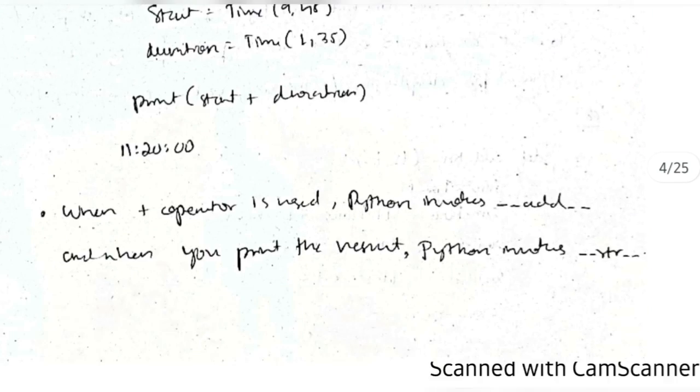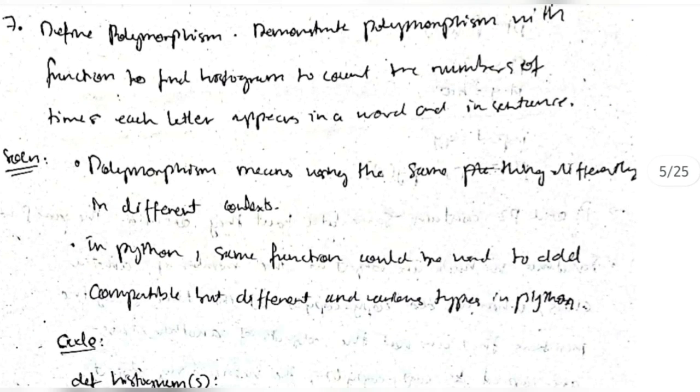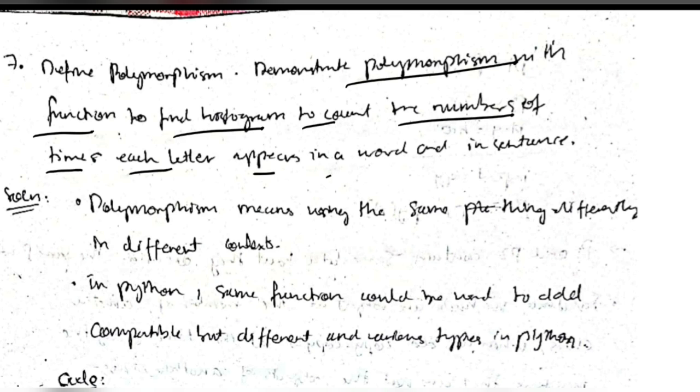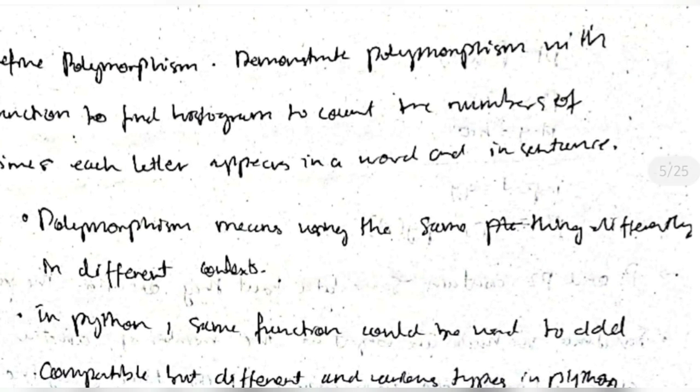Moving on to the next question: define polymorphism and demonstrate polymorphism with a function to find the histogram of the count of the number of times each letter appears in a word or a sentence. So let's break down this question. First part is define polymorphism. Let's get done with that.